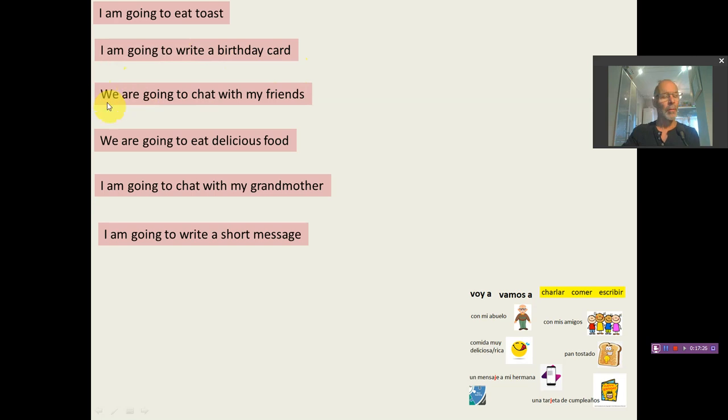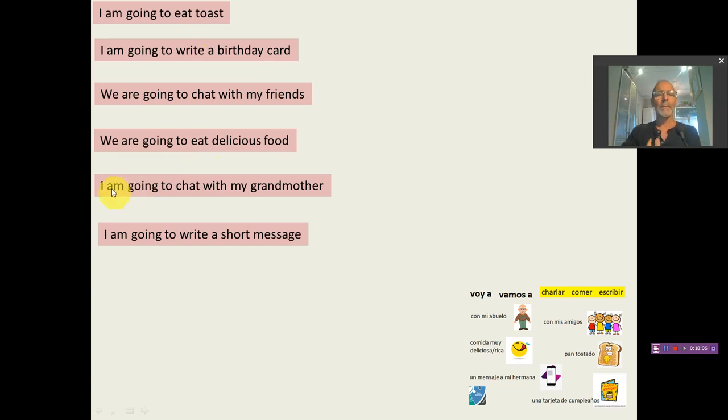Number 3 was vamos a charlar con mis amigos. Vamos a, we are going. Charlar, to chat with my friends. Número 4, number 4, we're going to eat delicious food. So what I actually said was vamos a comer comida, and actually I think it should read very delicious, muy deliciosa. We are going to eat very delicious food. So if you put the very in, well done.